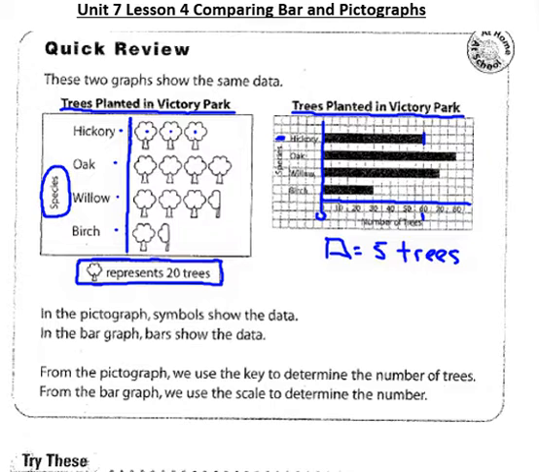All right, so I'm showing the same information. My bar graph does have a title for each of the axes. We've got number of trees on the horizontal. We've got species of trees on the vertical axis. Okay, so they're showing exactly the same information.